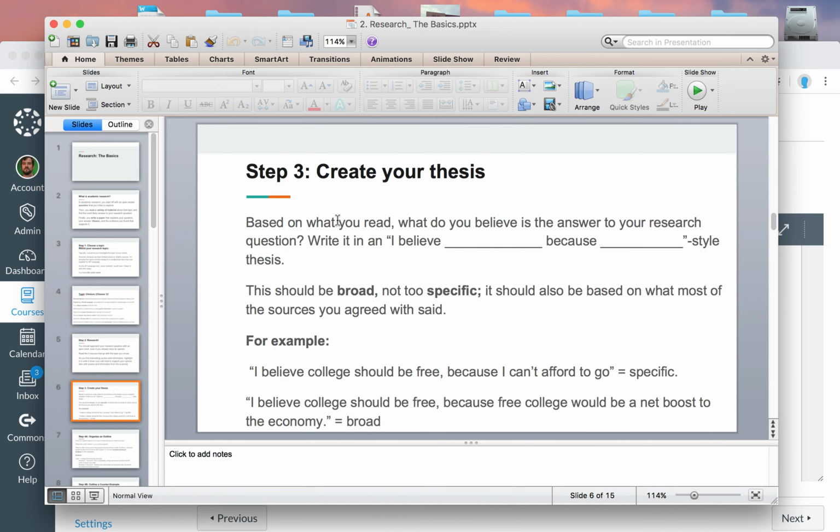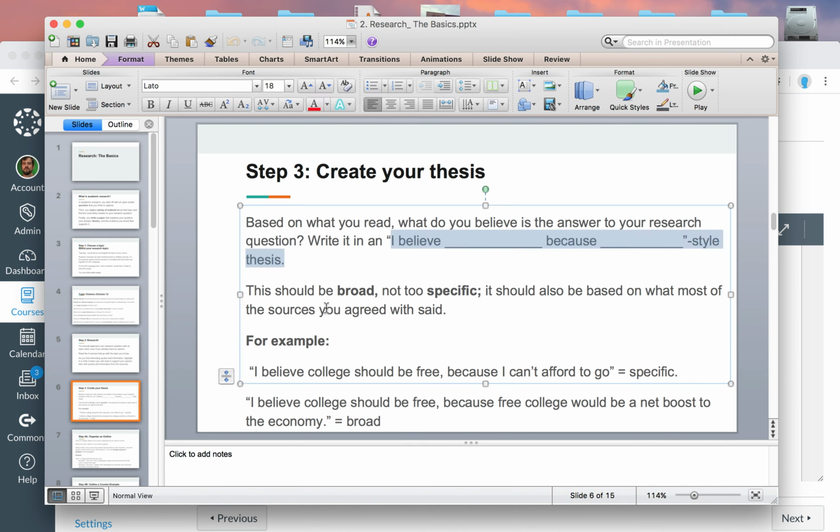Step 3, you're going to create your thesis the same way that we have always done. I believe blank because blank. For example, I believe college should be free because I can't afford to go. Well, the problem with that is it's not based in facts. Okay, that's you can't afford to go, that's a problem. But if we say, I believe college should be free because free college would be a net boost to the economy. Well, that's a good one because that applies to everybody and you can back it up with facts.